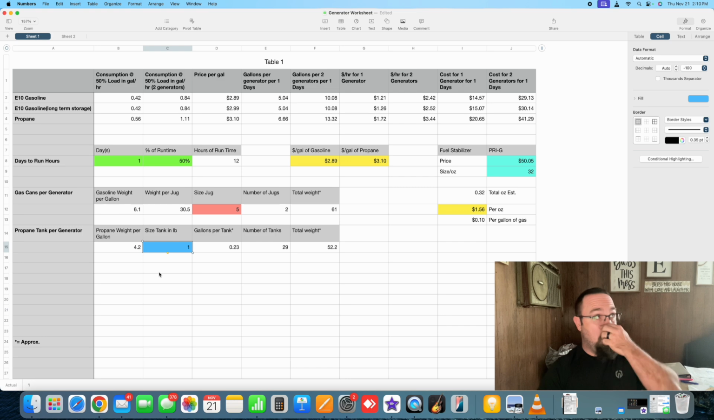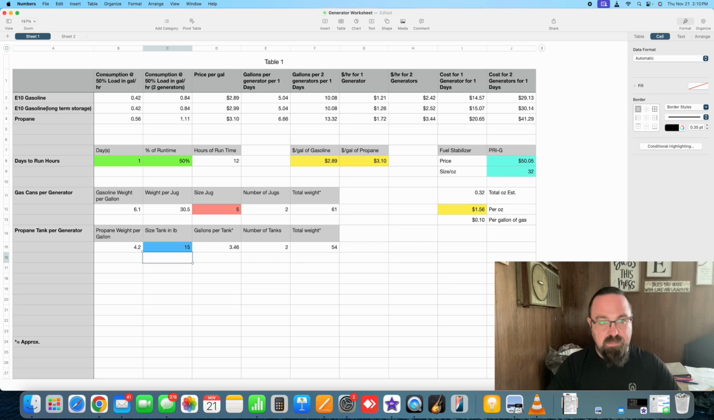Propane tanks. Now, your Walmart tanks are now in 15-pound capacity. Nobody told me that either. I was a little upset to find that out. So if we put that in, that means we're going to need 2 of those as well per generator.